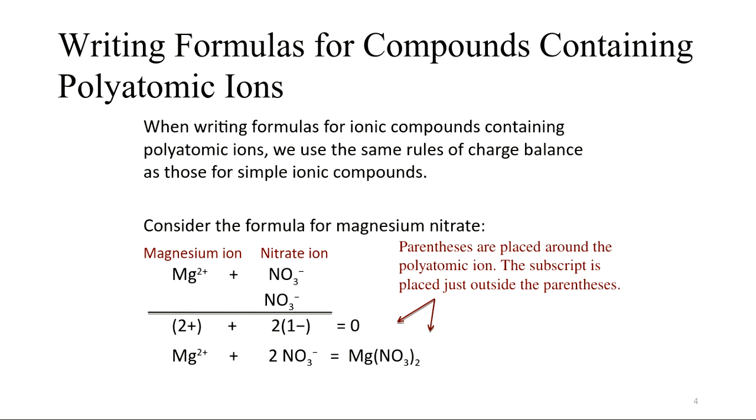Let's have an example. Magnesium is a metal, and magnesium is found in the periodic table in group 2A. So for magnesium, check the periodic table with me.